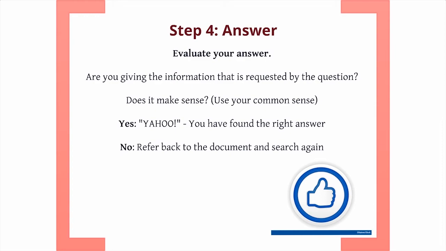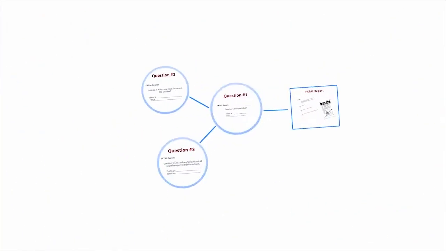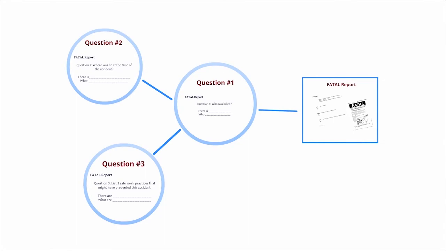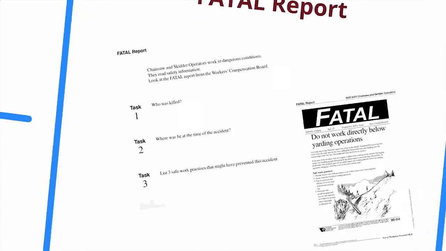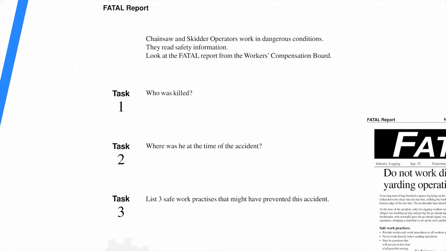Let's practice with an actual workplace task. This activity was developed using a real workplace document and actual workplace tasks. Chainsaw and skidder operators work in dangerous conditions, where safety can mean life or death. In this case, this is a report from a fatal accident.